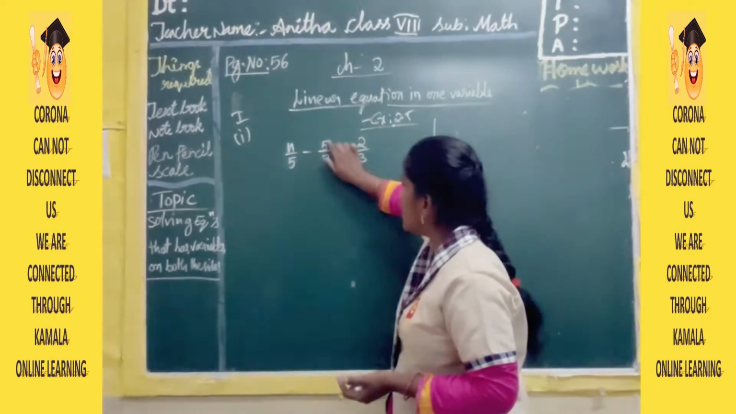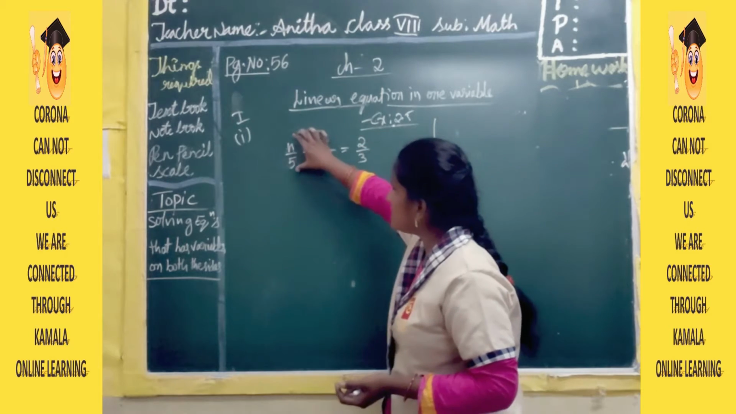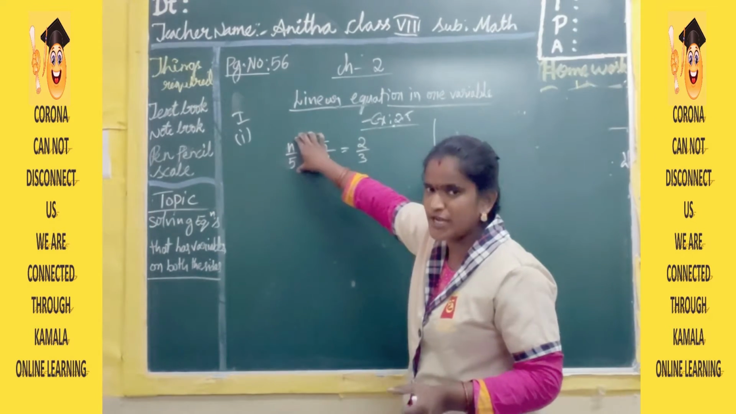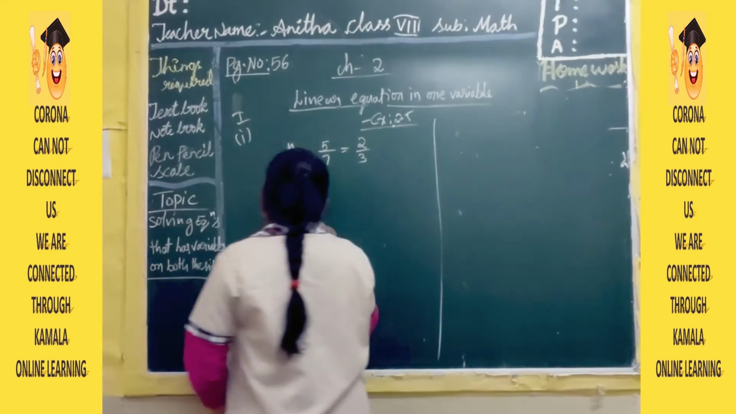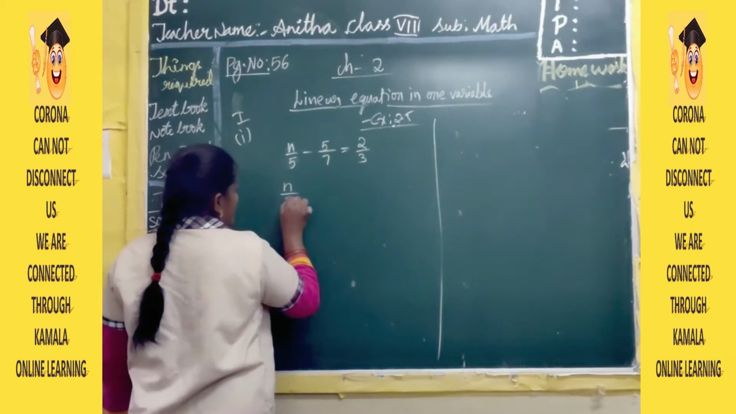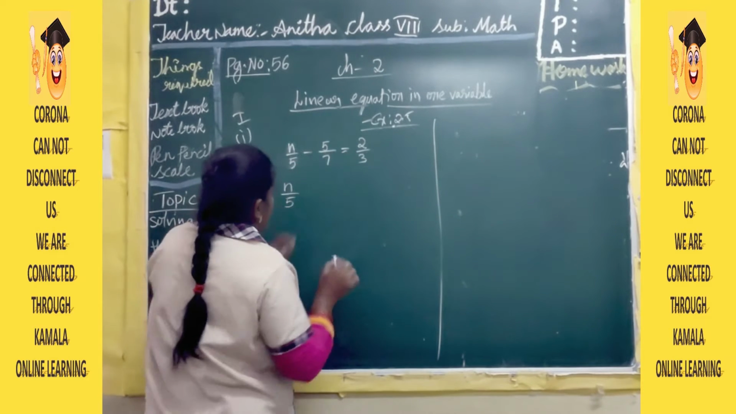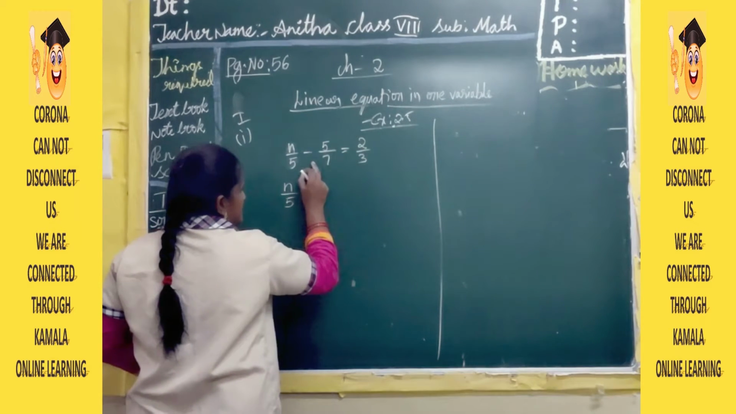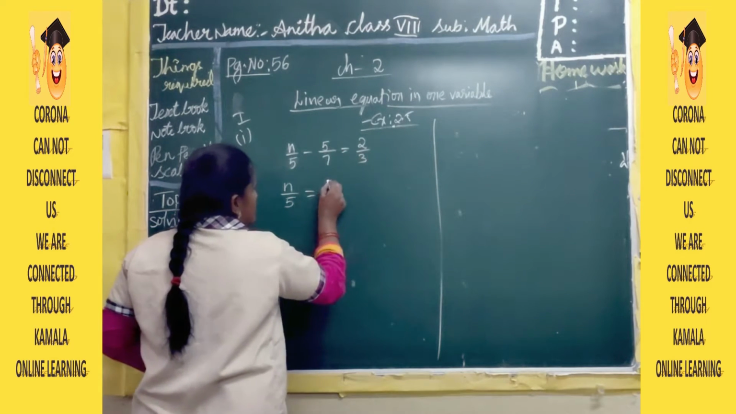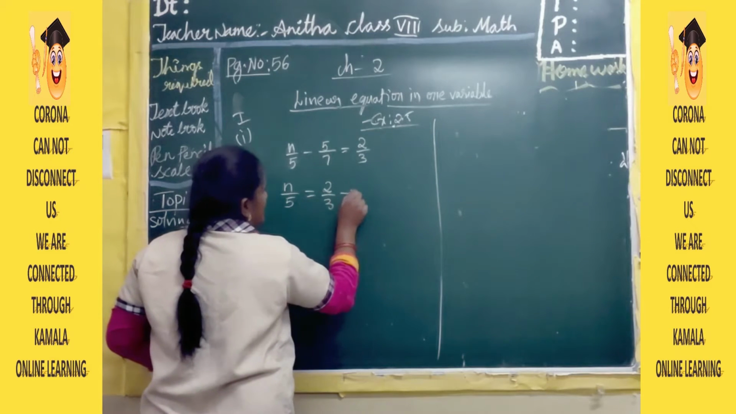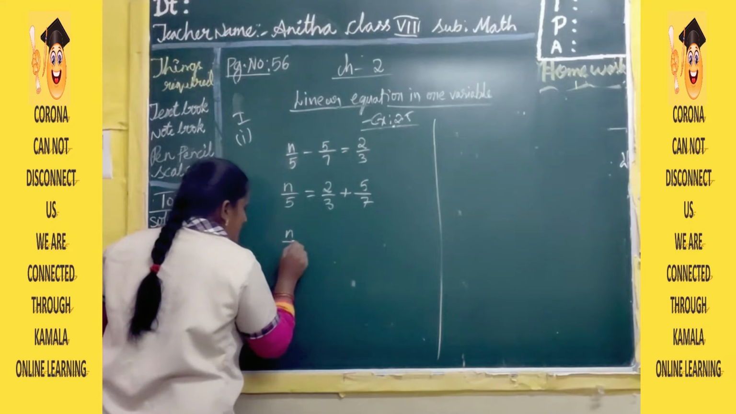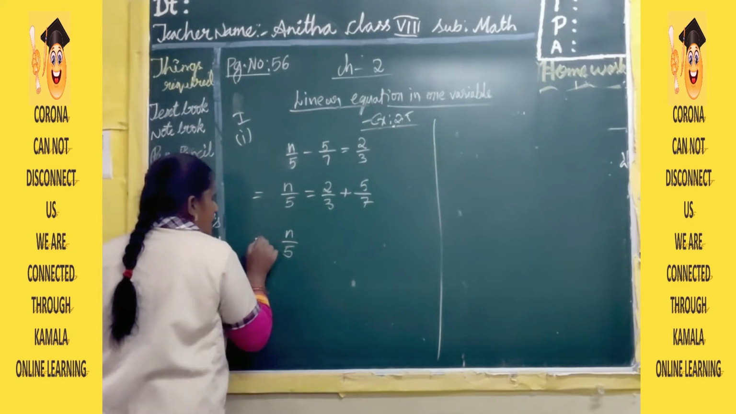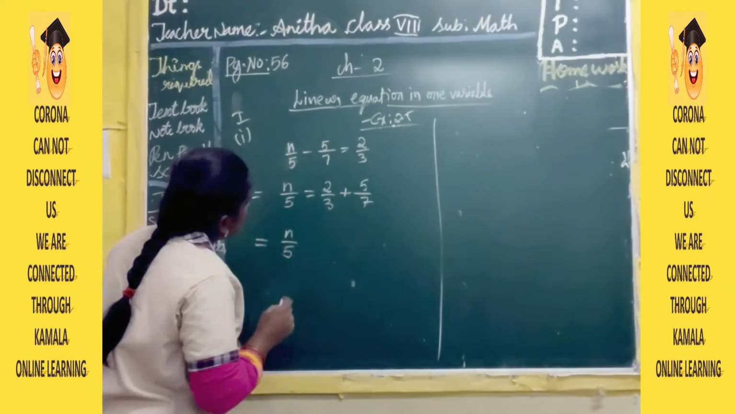That's the reason this value is transposed to this side. This variable value should be here only. Remaining constant values are transposed to this side. N by 5 stays here, and this will transpose to this side. It means here minus is there. This will transpose to this side, meaning you will get plus value 5 by 7. So n by 5 keep like that only.